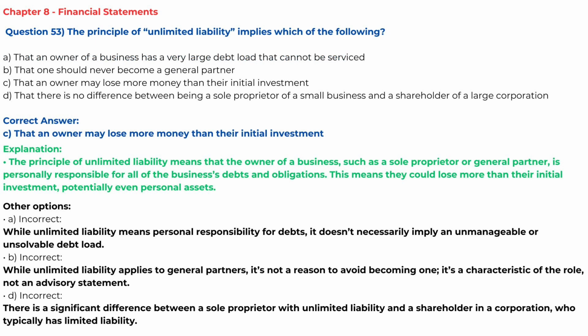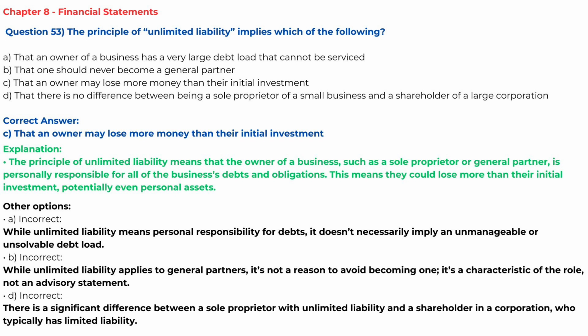Question 53. The principle of unlimited liability implies which of the following? Correct answer: C, that an owner may lose more money than their initial investment. Explanation: the principle of unlimited liability means that the owner of a business, such as a sole proprietor or general partner, is personally responsible for all of the business's debts and obligations. This means they could lose more than their initial investment, potentially even personal assets.